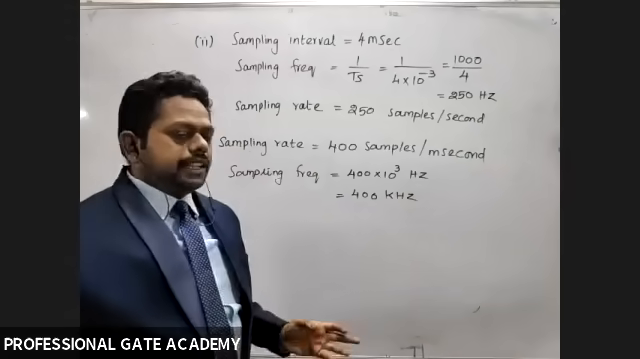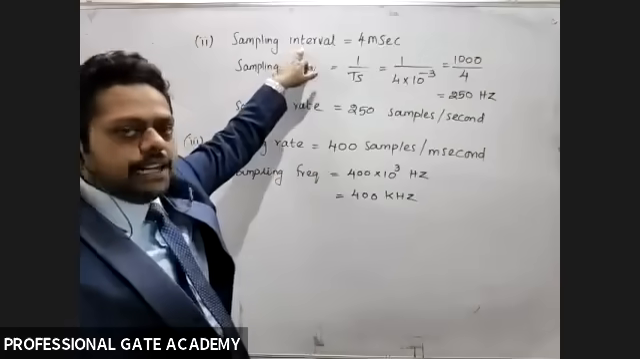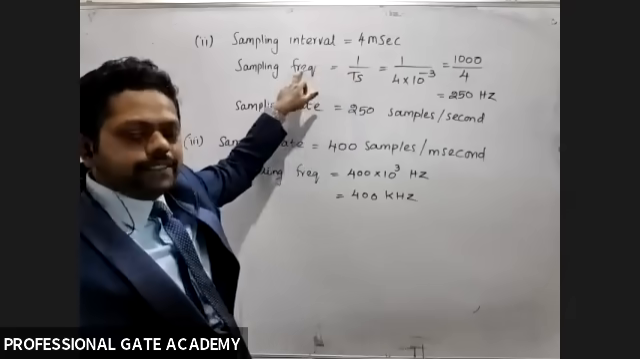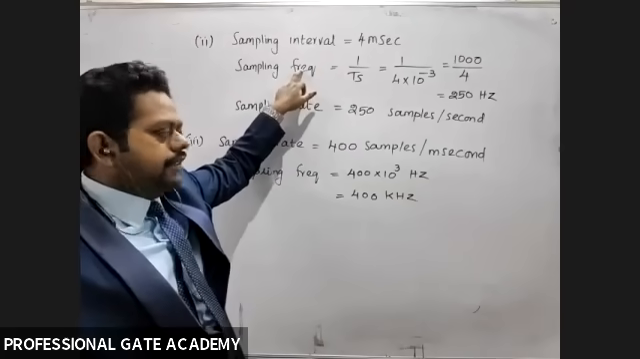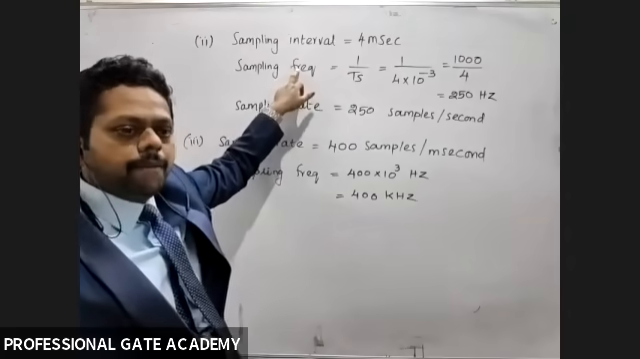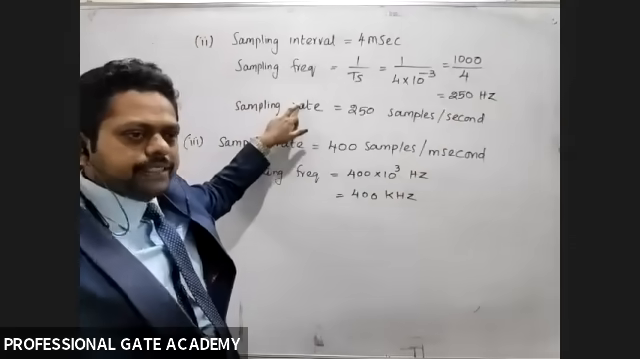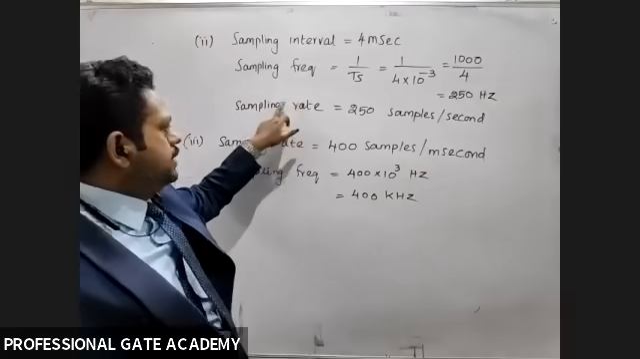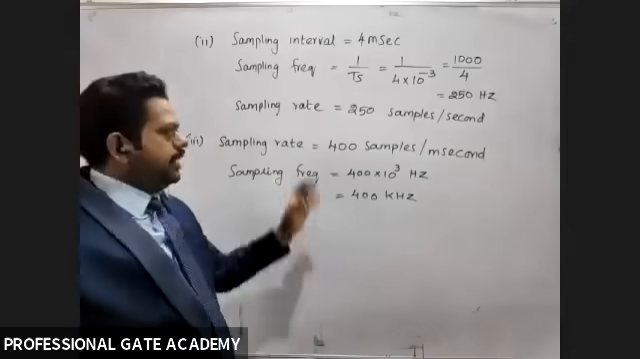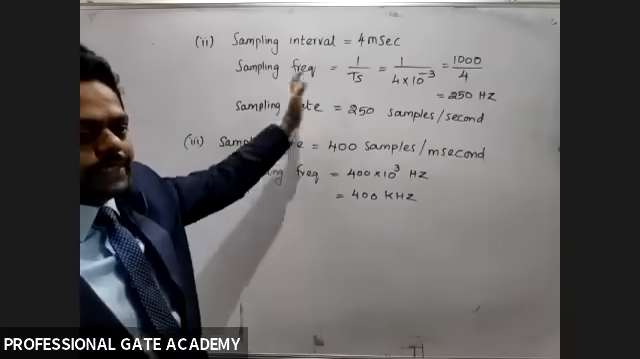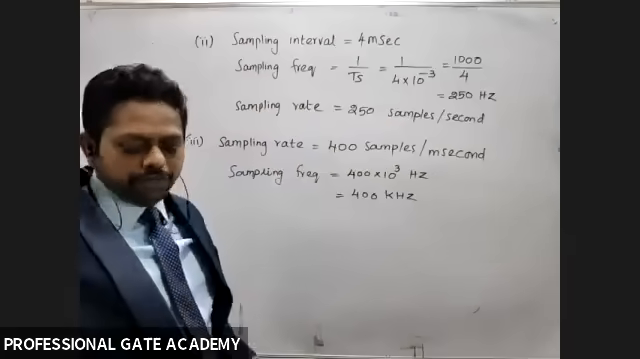So in the sampling concept, Ts is called the sampling interval or sampling duration, and Fs is equal to 1 by Ts. Fs is called the sampling frequency. What is the unit of sampling frequency? Hertz. Sampling rate and sampling frequency are both the same, only the unit is different. What is the unit of sampling rate? Samples per second. So this is the introduction to sampling. Sampling is the process of converting continuous time, continuous amplitude into discrete time, continuous amplitude.